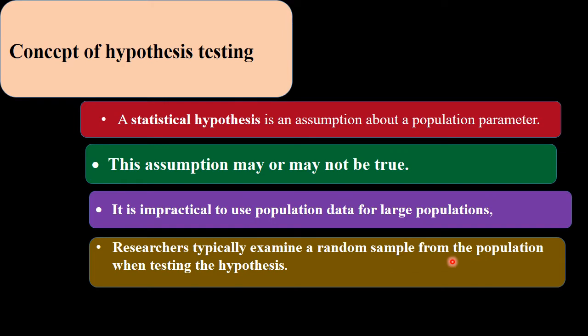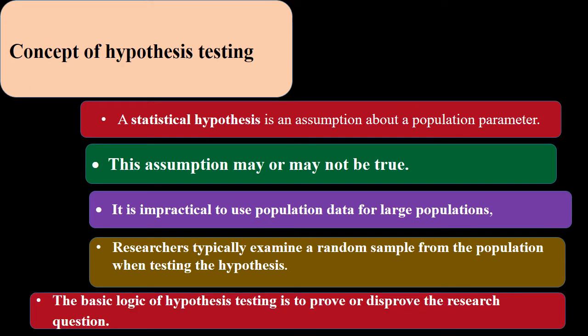Researchers typically examine a random sample from the population, as I told you. We have to gather the random sample from the population when testing the hypothesis. That is a very important thing: we have to get a random sample from the population.